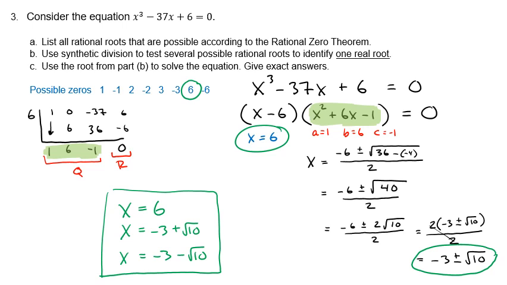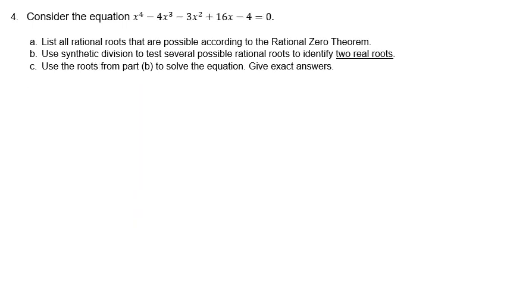Okay, one more problem. The previous three were third degree polynomials. Let's do one example with something other than a degree 3 polynomial. So we'll look at the last problem I want to do. Same problem as number 3, just a different equation. So now we've got x to the 4th minus 4x to the 3rd minus 3x to the 2nd plus 16x minus 4 equal to 0.